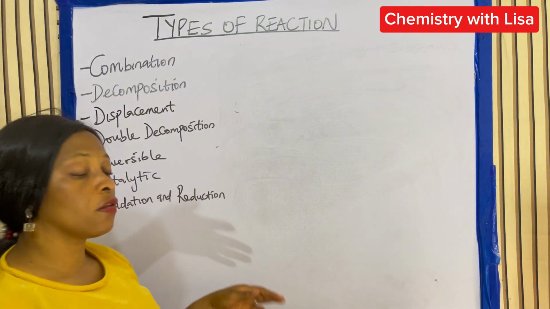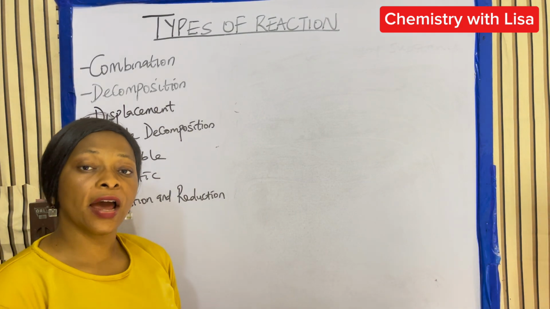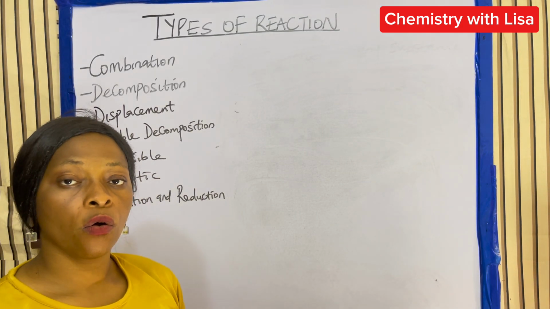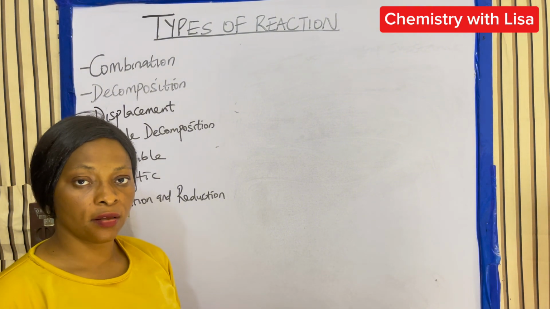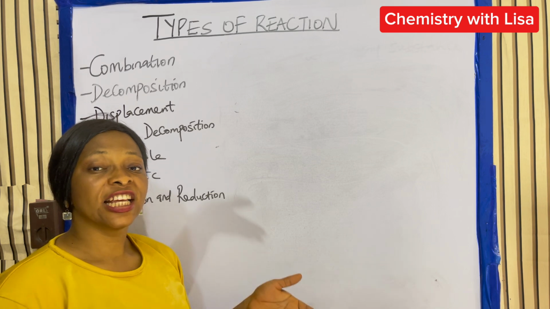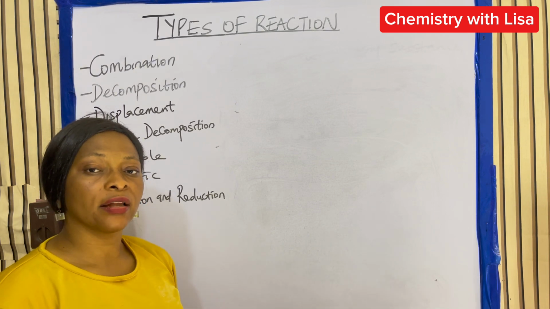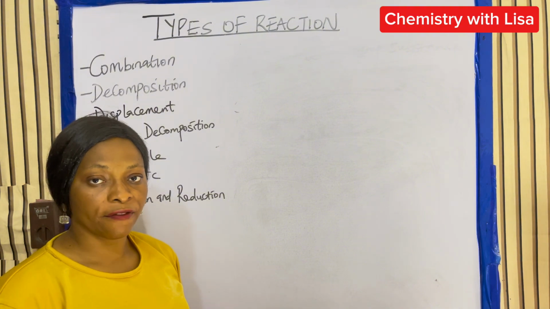While reduction is the addition of hydrogen to a substance or the removal of oxygen from that substance. And it can also be defined as the process of electron gain. Now let's look at the various oxidizing and reducing agents we have.